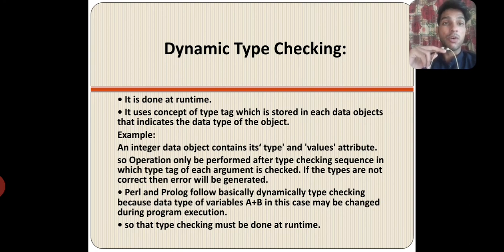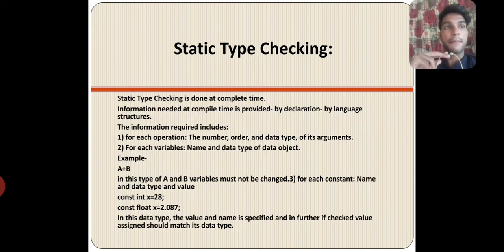Perl and Prolog follow dynamic type checking because the data type of variables, a plus b in this case, may be changed during program execution. So that type checking must be done at runtime. So this was the dynamic type checking.